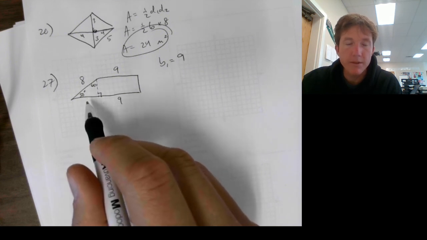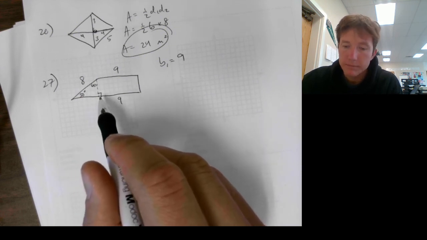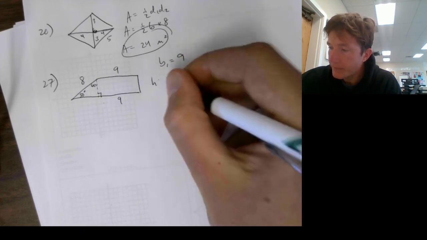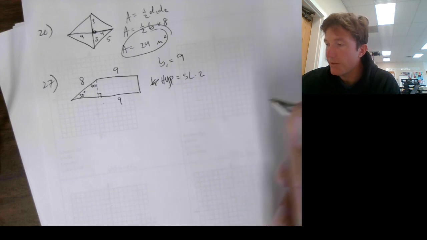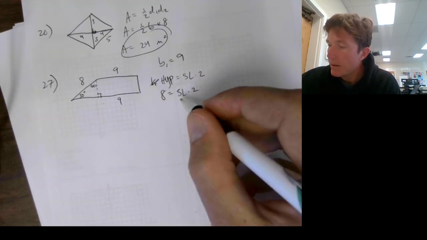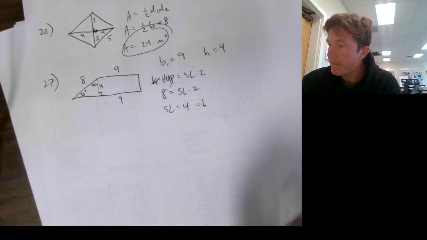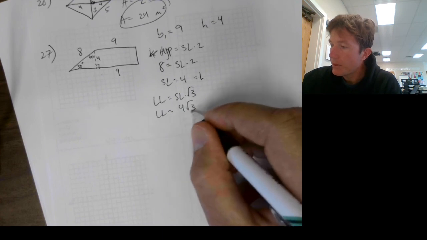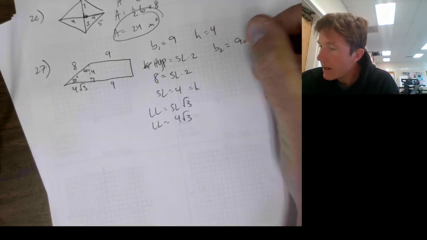Base 2, let's see. So I have to use my 30, 60, 90 triangle theorem to figure out base 2. My hypotenuse is equal to 8. I'm solving for the length of the longer leg, and I also need to solve for the length of the shorter leg. That will give me my height. Hypotenuse, using the 30, 60, 90, is equal to shorter leg times 2. My hypotenuse is 8, so that means my shorter leg must equal 4. That's my height. So height equals 4. Now the longer leg is equal to the shorter leg times √3. So that's going to be 4√3. So my base 2 is going to be 9 plus 4√3.